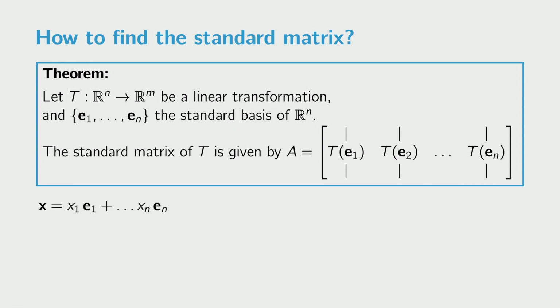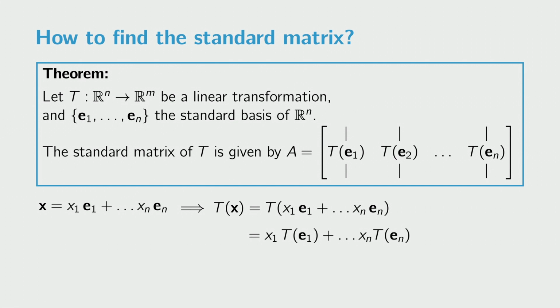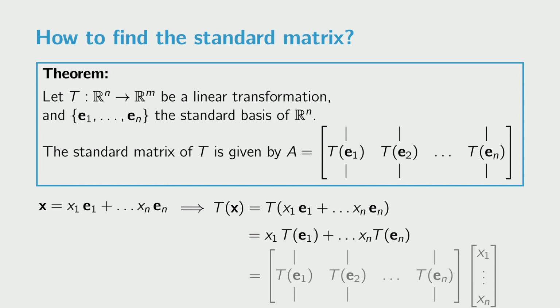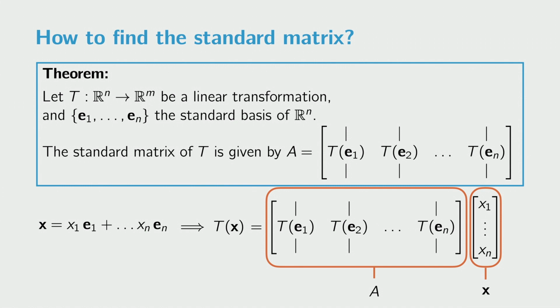Take a vector x in Rn and write it as a linear combination of the standard basis vectors. Then T of x can be written like this. Since T is a linear transformation, we can rewrite this as a linear combination of T of e1 to T of en, with x1 to xn as coefficients. Since this is a linear combination of vectors, we can write this as a matrix with columns T e1 to T en times a vector with components x1 to xn. The vector is the vector x, and the matrix, which does not depend on x, is the standard matrix A.